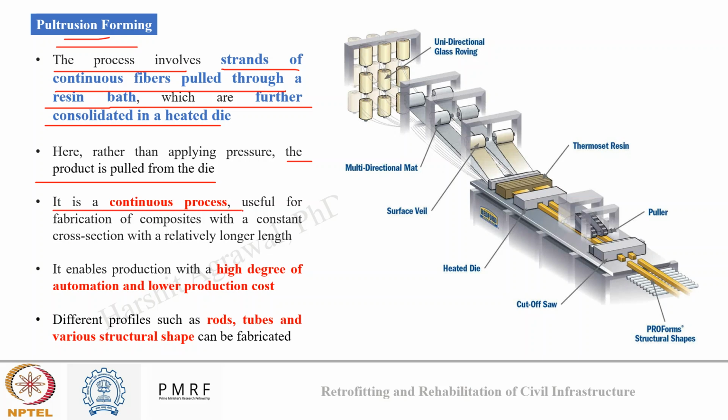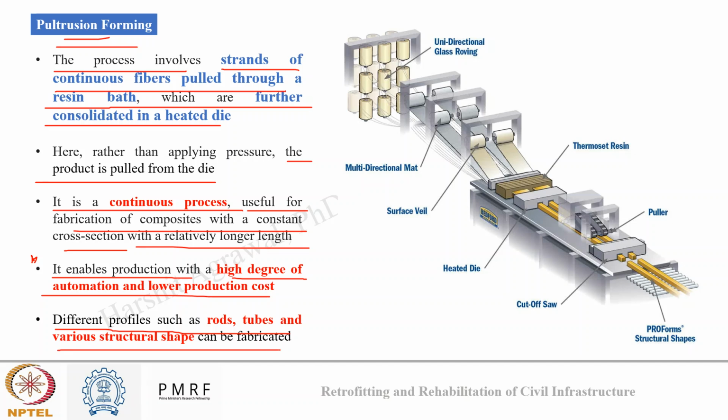Okay, it is a continuous process useful for fabrication of composites with a constant cross section and a relatively longer length, and it enables production with a high degree of automation and low production cost. Okay, so this is the major advantage of pultrusion forming. And using pultrusion forming, different types of profiles such as rods, tubes and various structural shapes can be fabricated very easily. So you can see in the image, the same process.